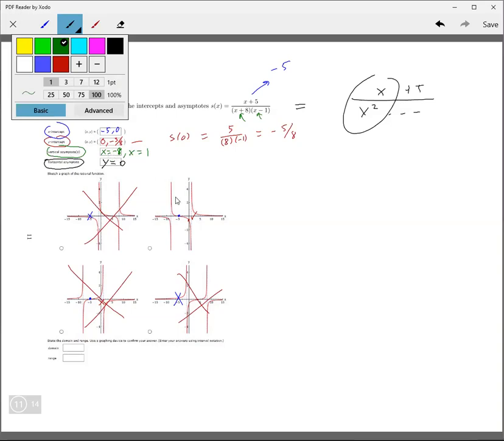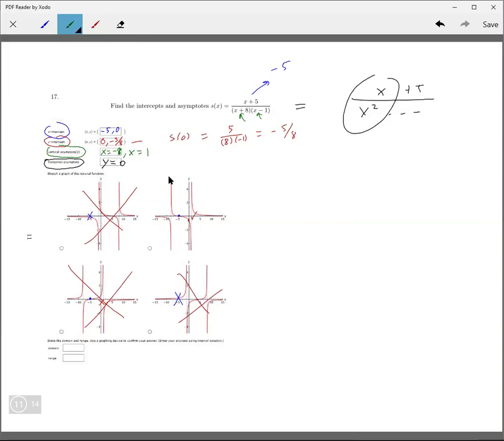Vertical asymptote, x equals -8. There's -8 right here. Here's 1. So those are good. You got vertical asymptotes there and there. Horizontal asymptote, y equals 0. That's good too. Okay, so this is the only one that could be.